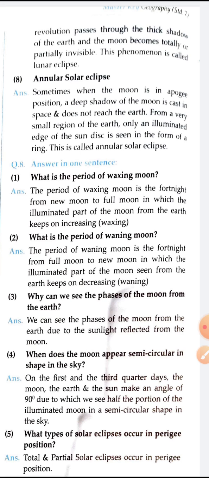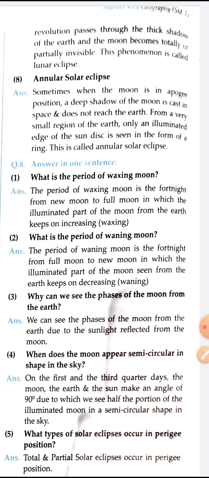Now answer in one sentence. What is the period of waxing moon? The period of waxing moon is the fortnight from new moon to full moon, in which the illuminated part of the moon on the earth keeps on increasing, that is called waxing. What is the period of waning moon? The period of waning moon is the fortnight from full moon to new moon, in which the illuminated part of the moon seen from the earth keeps on decreasing, that is waning.